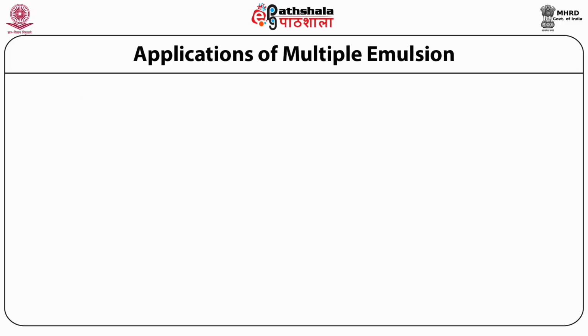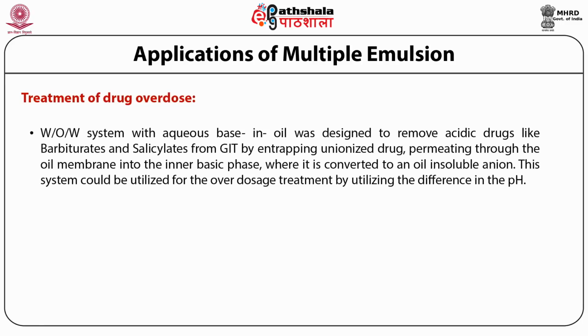Next application is treatment of drug overdose. A water in oil in water system with aqueous base in oil was designed to remove acidic drugs like barbiturate and salicylates from the gastrointestinal tract by entrapping the unionized drug, permeating through the oil membrane into the inner basic phase, where it is converted to an oil insoluble anion. This system could be utilized for overdose treatment by utilizing the difference in pH.